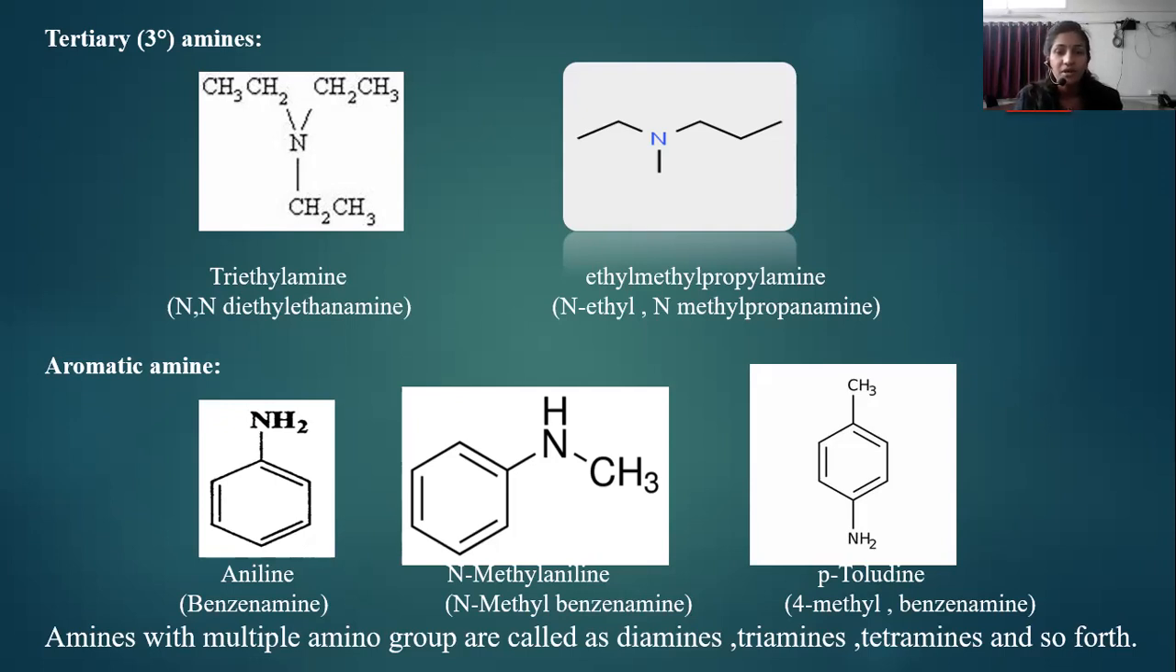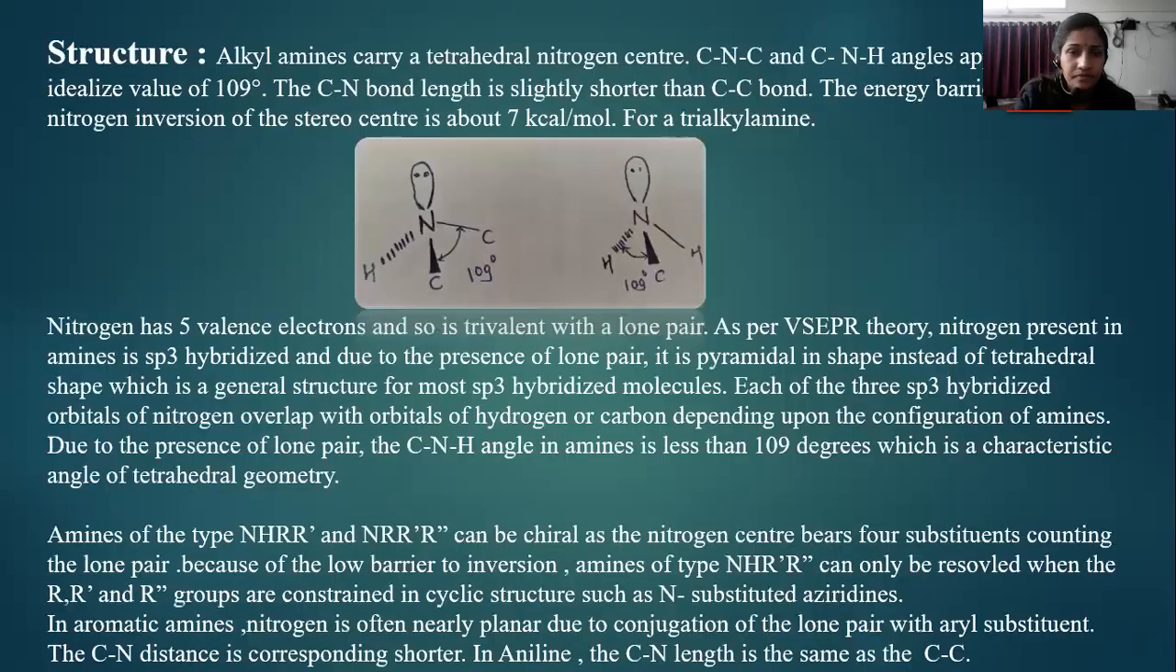Also, the nomenclature for aromatic amines. The first example is aniline. Aniline is the common name, and the IUPAC nomenclature is benzenamine. Then the second example, N-methyl aniline, is the common name, so the IUPAC name is N-methyl benzenamine. And another, third example is p-toluidine. The IUPAC nomenclature is 4-methyl benzenamine. Amines with multiple amino groups are called diamines, triamines, tetramines, and so on.